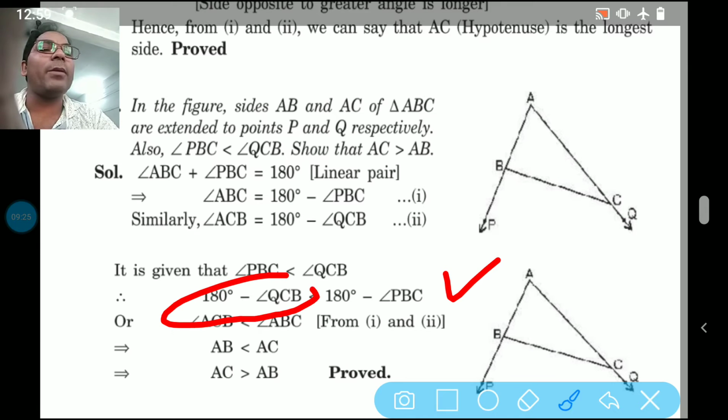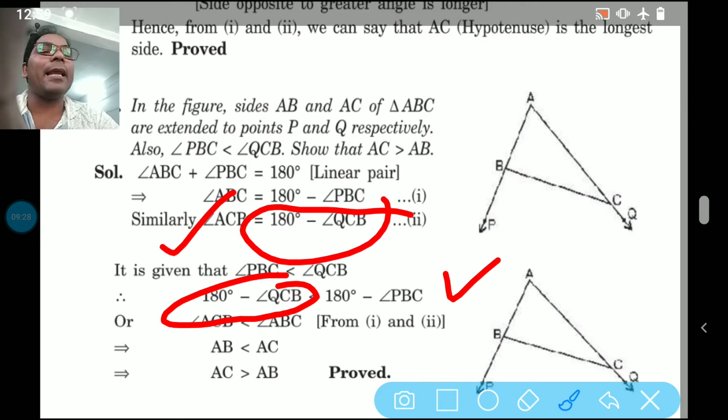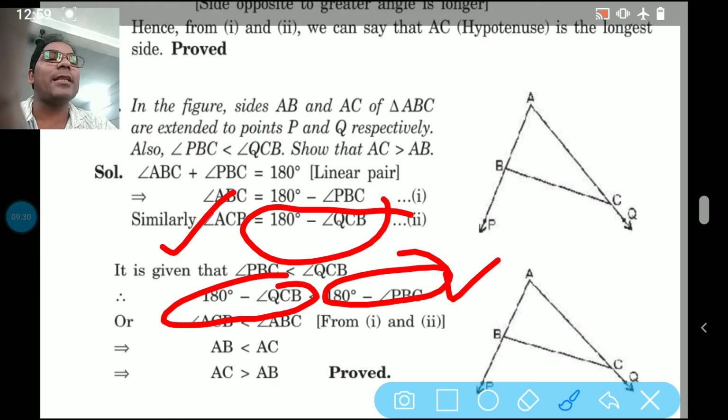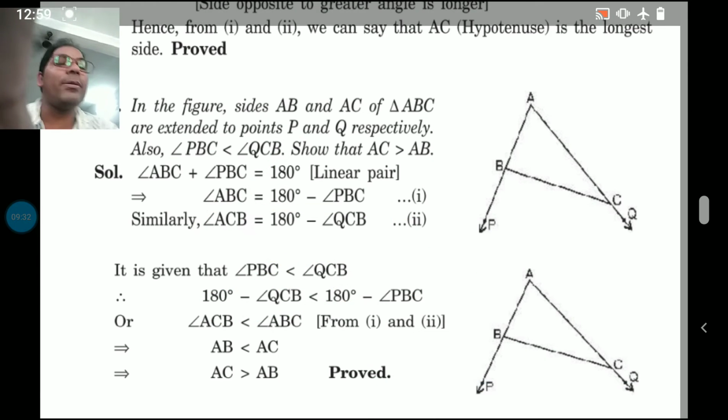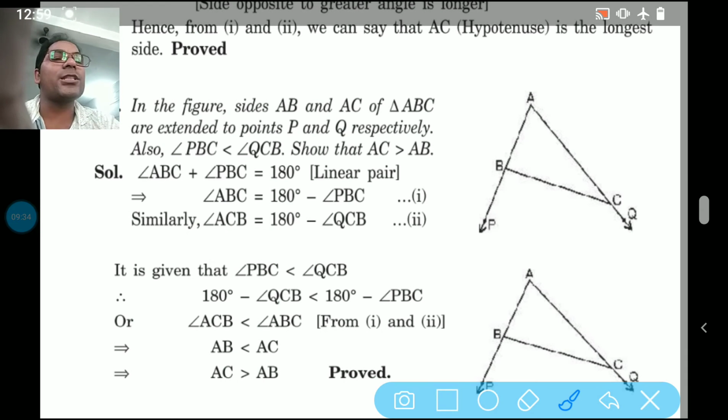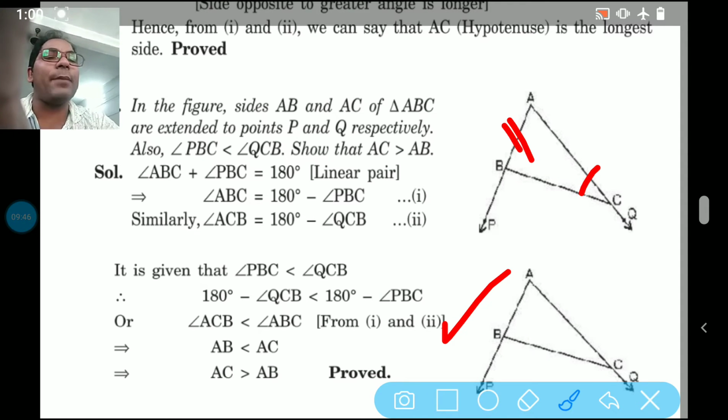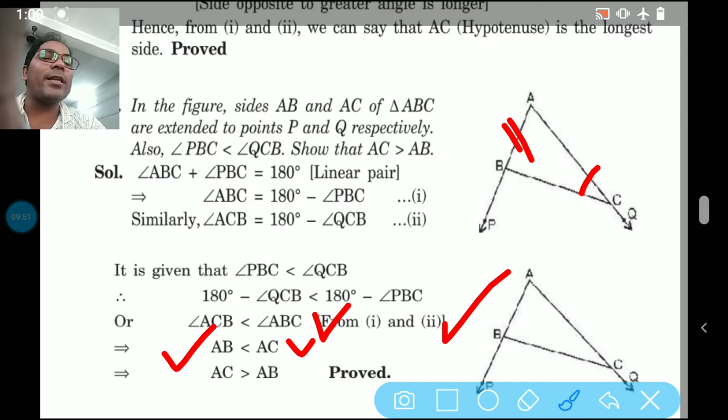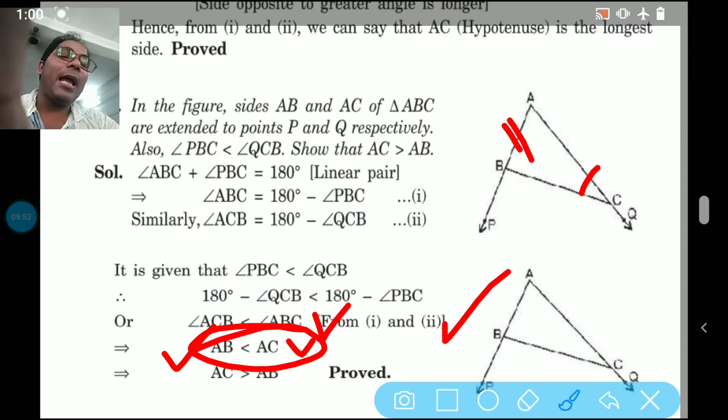180 minus QCB, you can see here, that is angle ACB, and 180 minus PBC, that is angle ABC. ACB and ABC. So in the next step, the opposite side of angle ACB is AB, and the opposite side of ABC is AC. So here you can see AC is greater than AB, and this is what we had to prove, that AC is greater than AB. Okay.